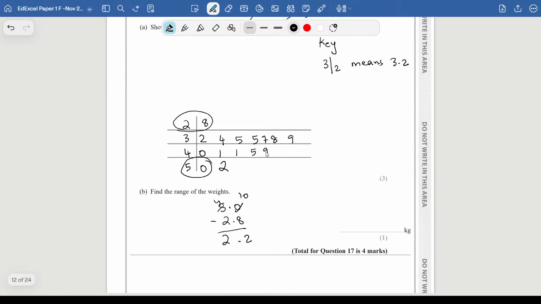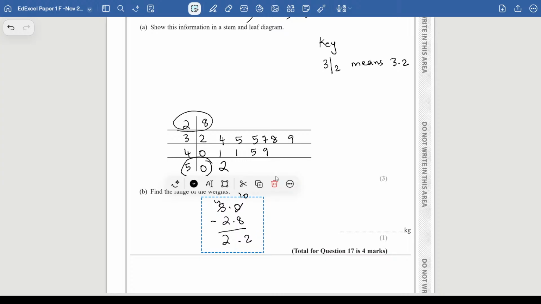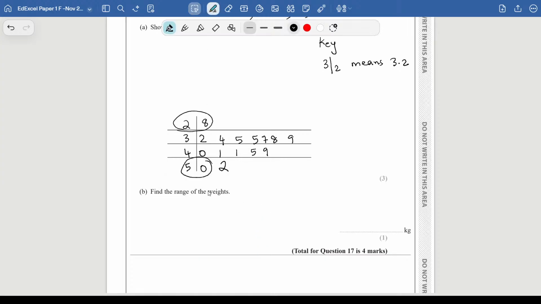Okay, so that just... Okay, let me fix this thing. So instead of 5.0, the highest weight is 5.2 and the lowest is 2.8. So you have 5.2 take away 2.8 is 2.4. 2.4 is the range.